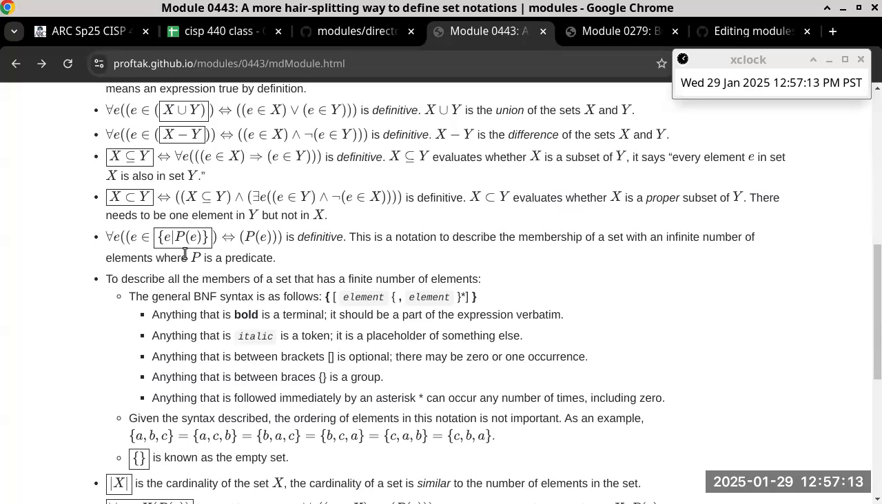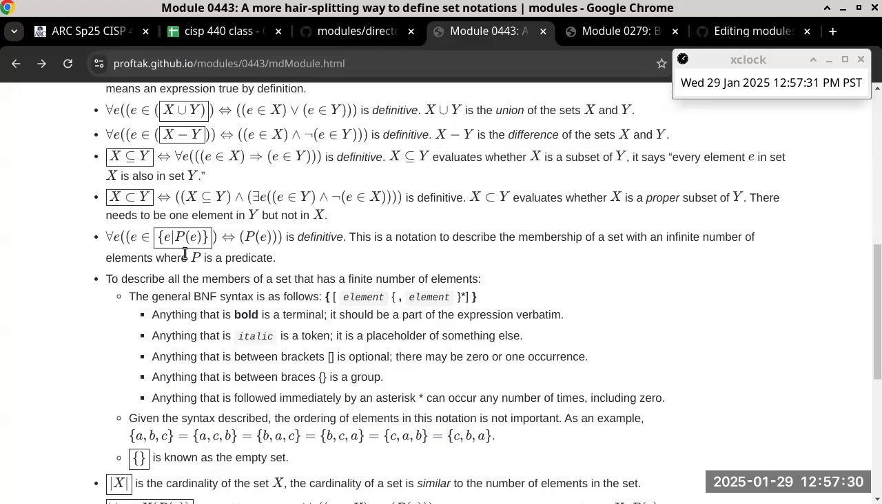No, that's just so that we can easily differentiate. Are we talking about R in some other context, or are we talking about the set of all real numbers?